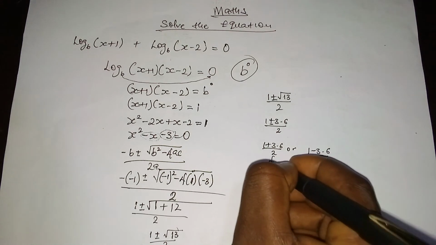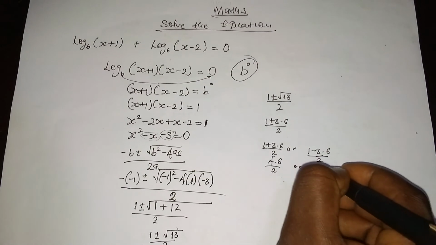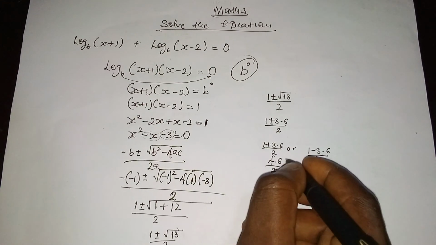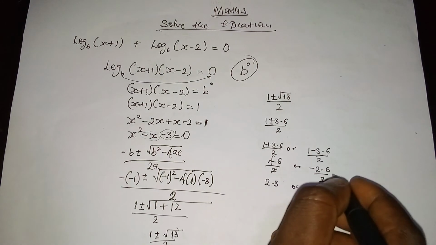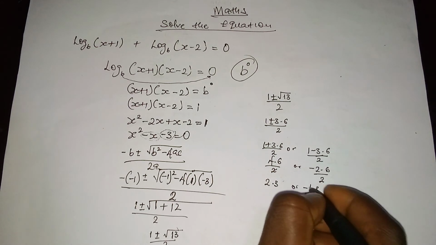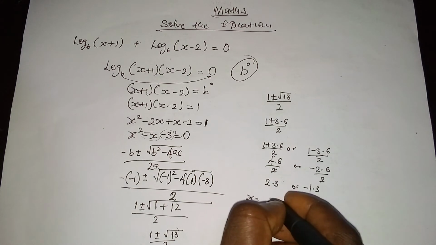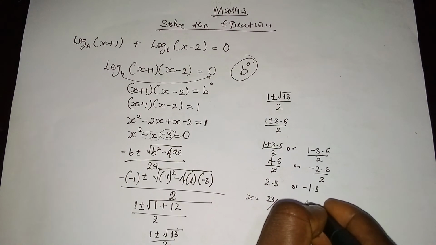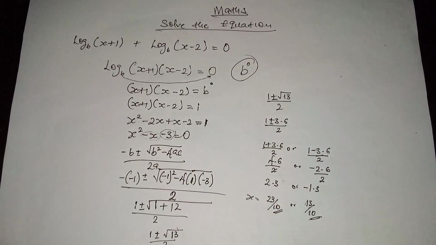So if I go with this, I have 4.6 over 2, or negative 2.6 over 2. So 2 goes into 4.6, I have 2.3, or when 2 goes into this one, I have negative 1.3. So converting this into fractions, I have x equal to 23 over 10, or x equal to negative 13 over 10, which is the correct answer to this problem.